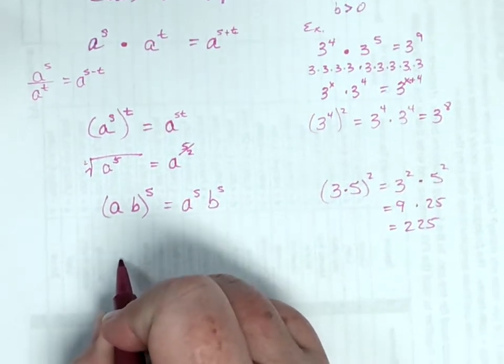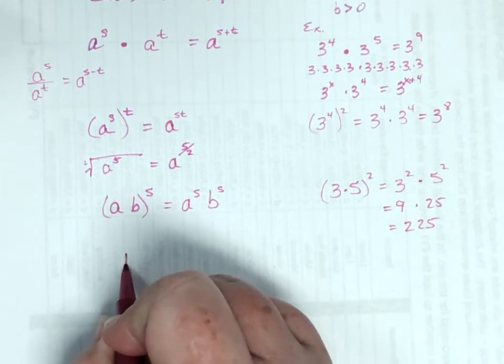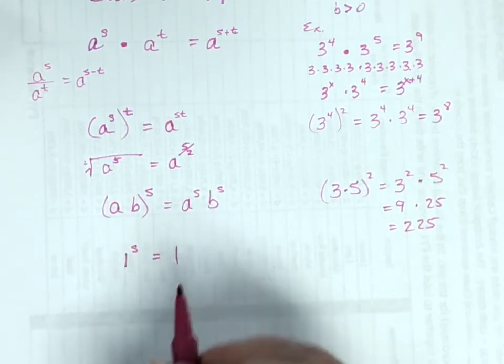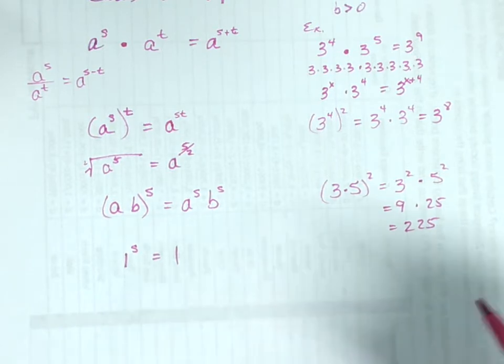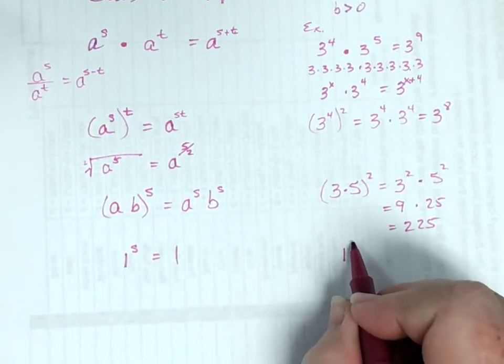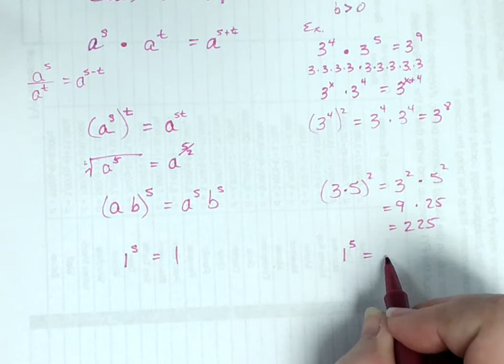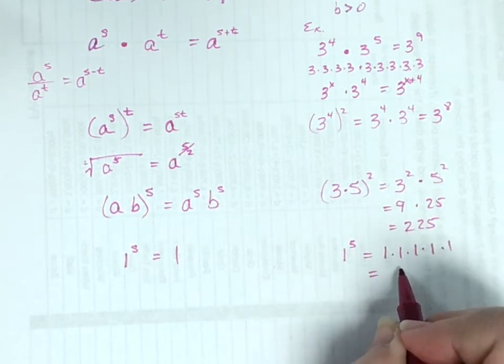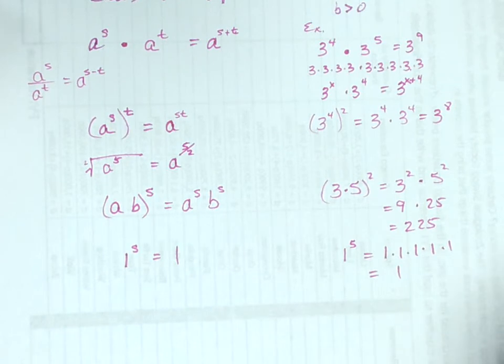Our next property or law says that if I have a base of 1 and I raise it to a power, the answer will always be 1. Well, that's easy to look at. Let's say I have 1 to the 5th power. You know you're really just multiplying 1 times 1 times 1 times 1 times 1. That answer is just simply 1.